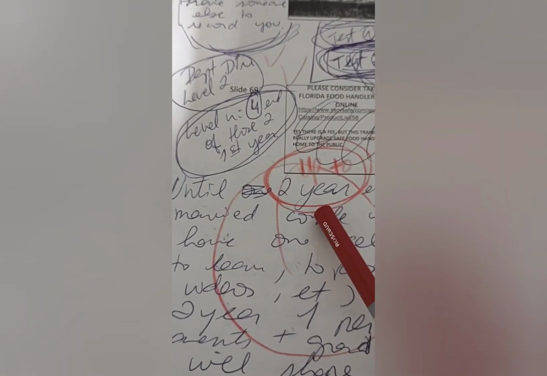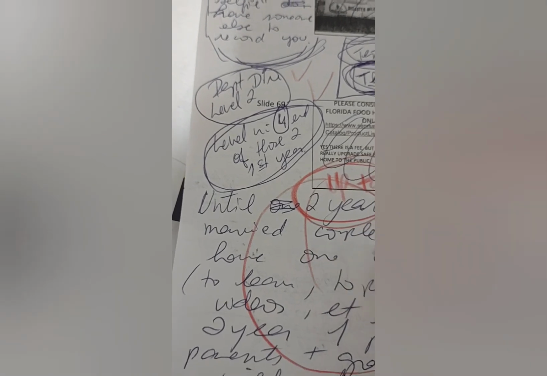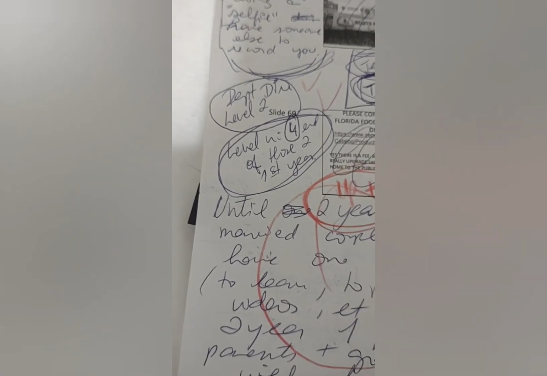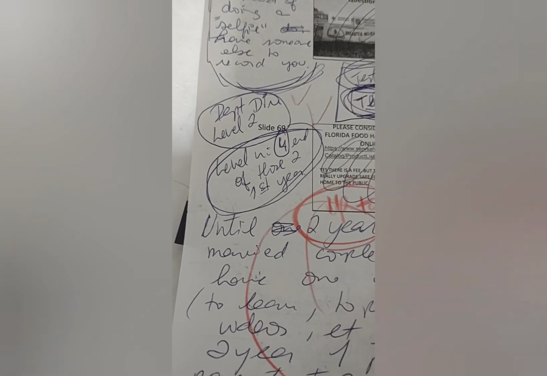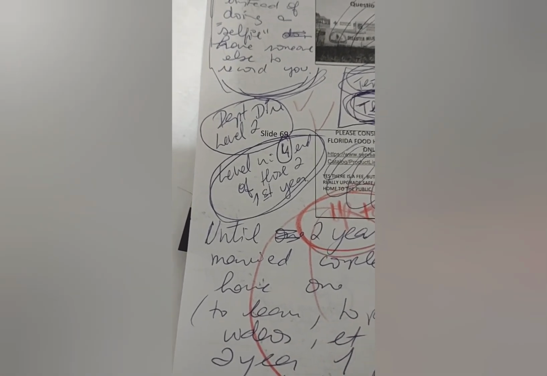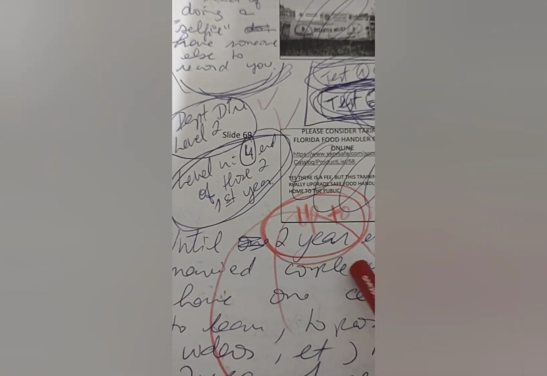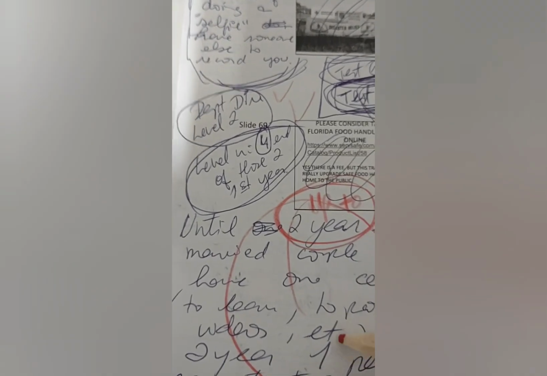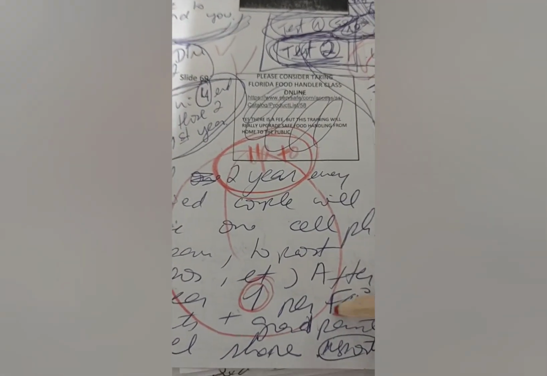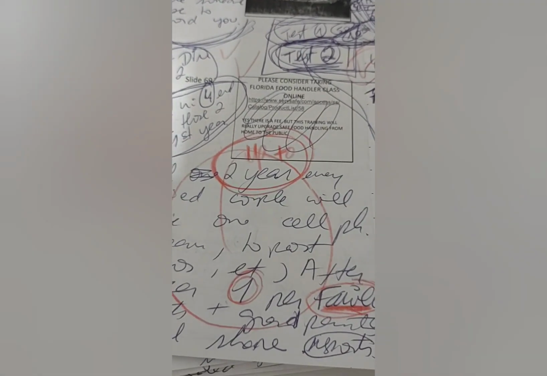Okay, so up to 2 years, every married couple will have a cell phone, so they can learn and practice for their tests. They can search, go to Google Translate, anything they need. After 2 years, it is one per family. Okay, one per family. There's no distraction. All right, so here's an improvement.